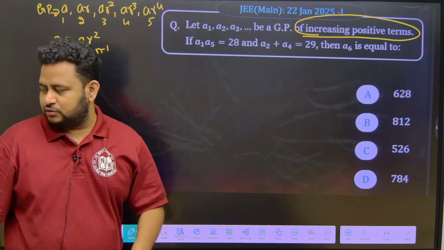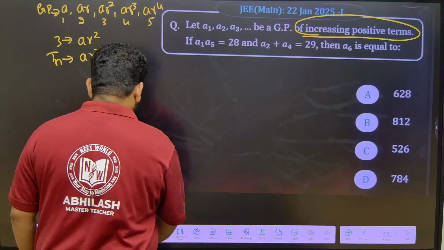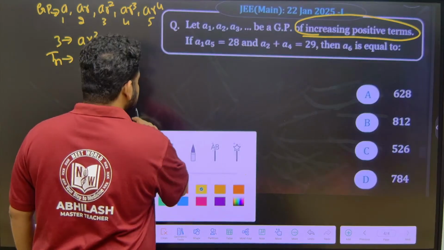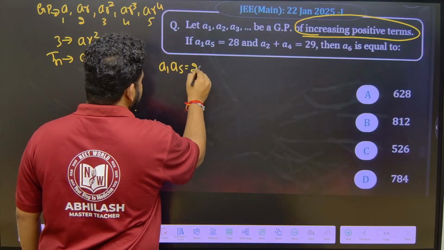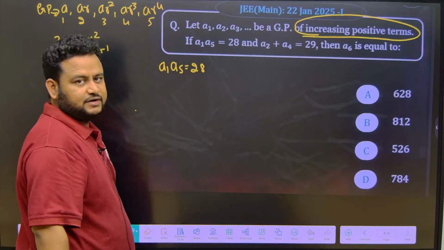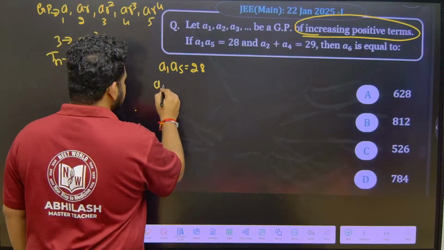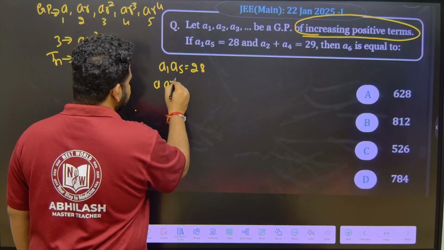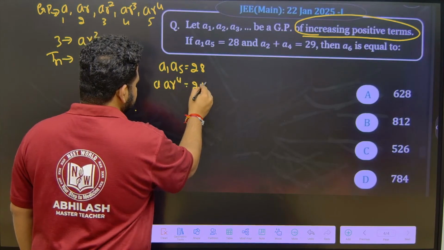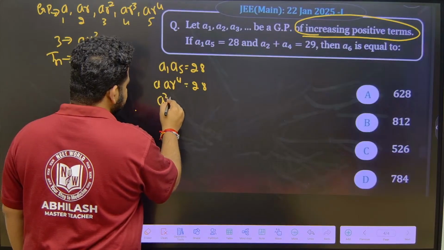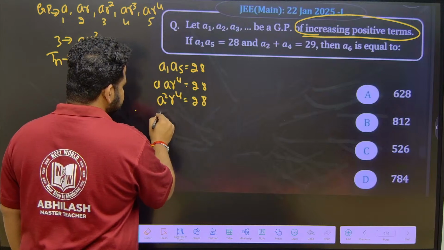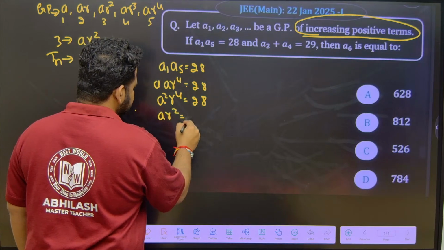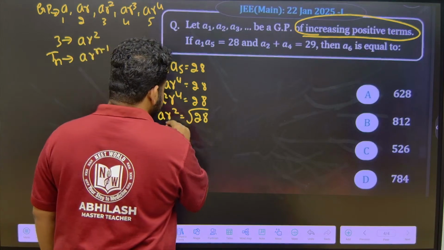So what should we do? Have a look at this. They are telling us A1 into A5 is equal to 28. A1 is just A, and A5 is AR to the power of 4, so A into AR to the power of 4 is equal to 28. If I multiply, I get A square into R to the power of 4 is equal to 28. If I take the square root on both sides, this becomes A into R square is equal to square root of 28.